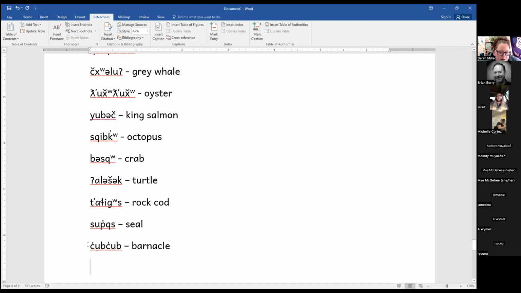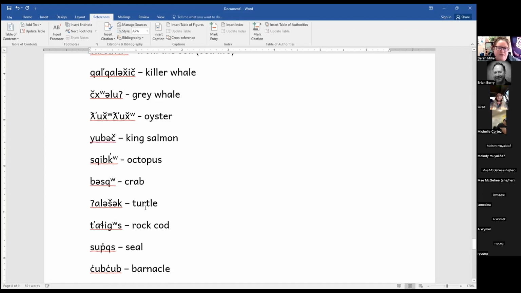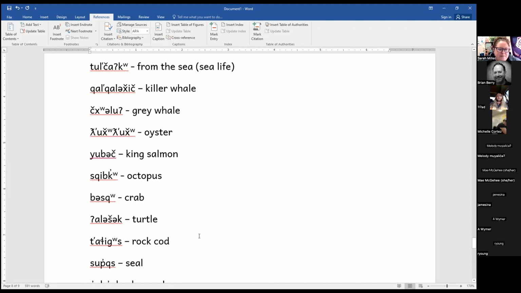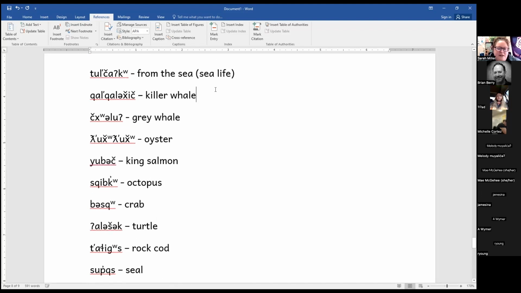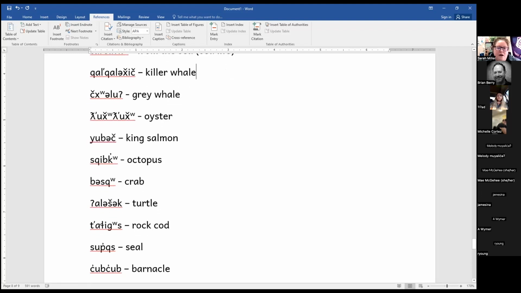Our ancestors used to actually eat barnacles. There was a certain way that they had to harvest them. Like they had to be fresh from the water, because if they'd been sitting out in the sun, they were no good and they'd make everybody sick. Random fact. I've never considered eating barnacles. Anyways, Tulchak. Remember that Q's back of the throat and that first L is glottalized.